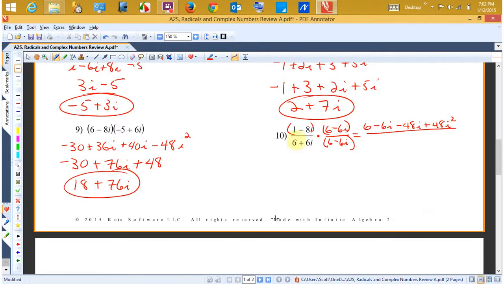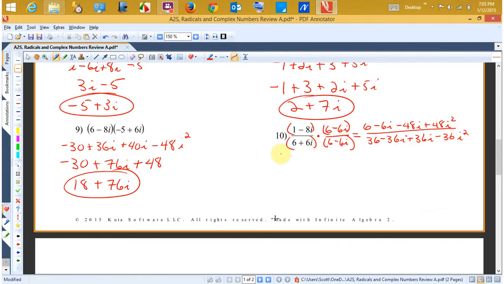Doing FOIL on the denominator. 6 times 6 is 36. 6 times a minus 6i, that's a negative 36i. 6i times a positive 6 would be plus 36i. And lastly, this 6i times this minus 6i is a minus 36i squared. The i times i is i squared.